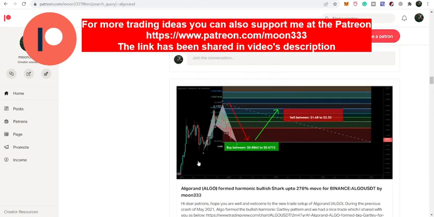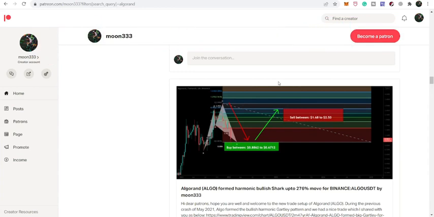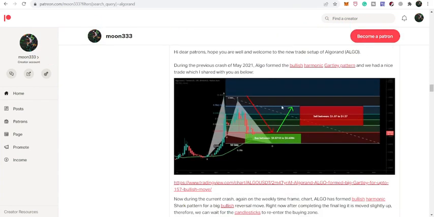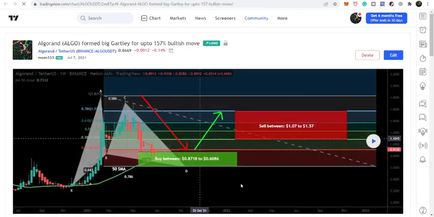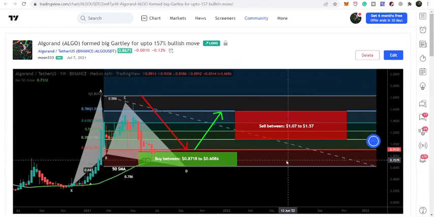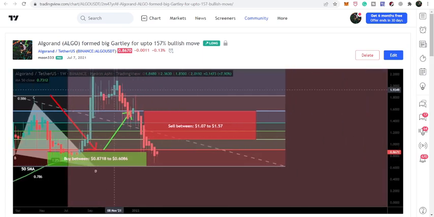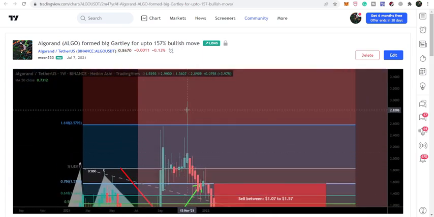First of all, let me show you this big harmonic reversal Shark move that Algorand has formed on the weekly time frame. Before this, Algorand formed this harmonic bullish reversal Gartley move, also on the weekly time frame. At that time it was moving at 91 cents. In the month of July, I shared this pattern for my members at the Patreon. And after playing the chart, we can see that the price line rallied very well, up to approximately $2.99, about $3, and moved back.